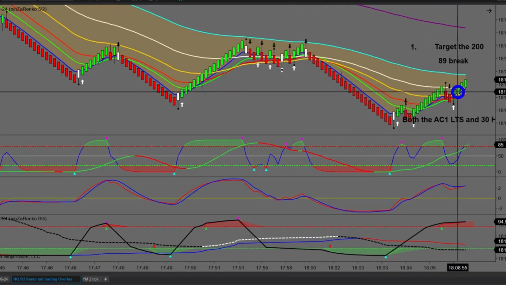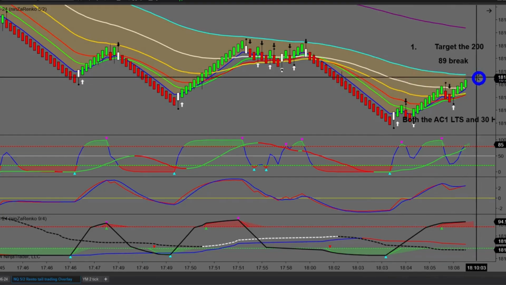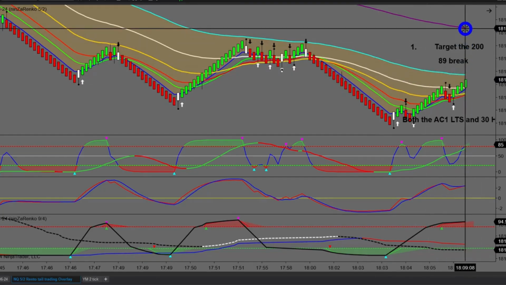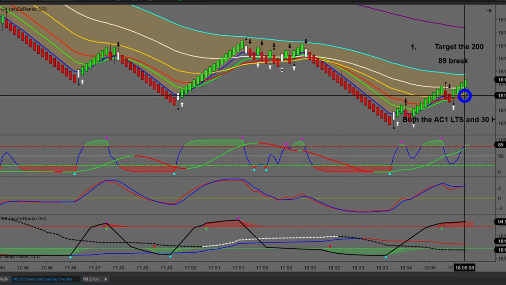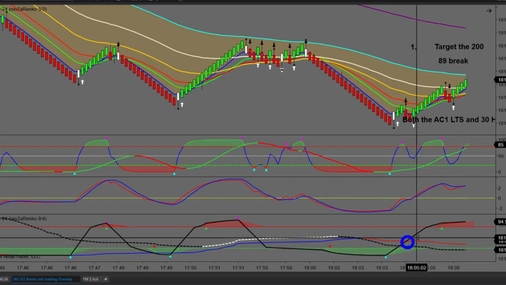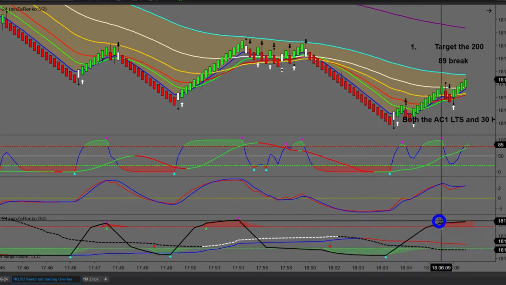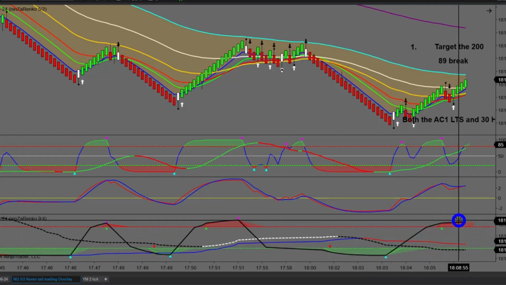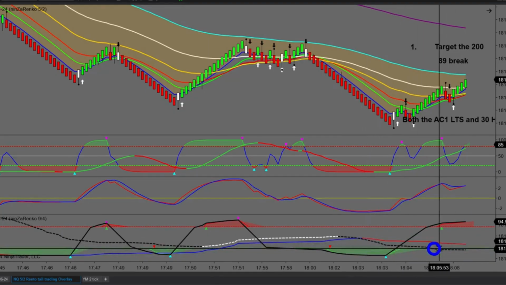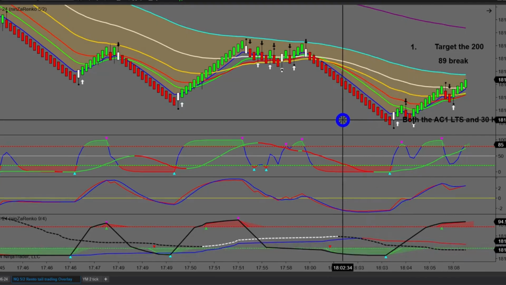Okay, so most of you know, I love trading the break of the 89 and buying up to the 200. Okay, now look down here at the overlay. The 2-period RSI is up, that's good. The 30-period hull is still down, so is the long-term stochastic at this stage.